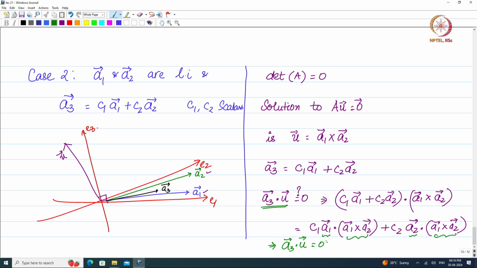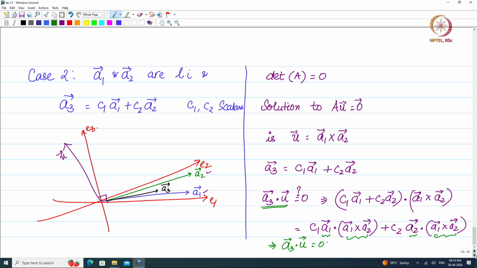Basically, whenever you have a 3 by 3 homogeneous system of equations, and one of the rows is a linear combination of the other 2 rows, it is easy to find the non-trivial solution to this system. The non-trivial solution is going to be the vector u which is orthogonal to both, that means it will be the cross product of the 2 vectors.